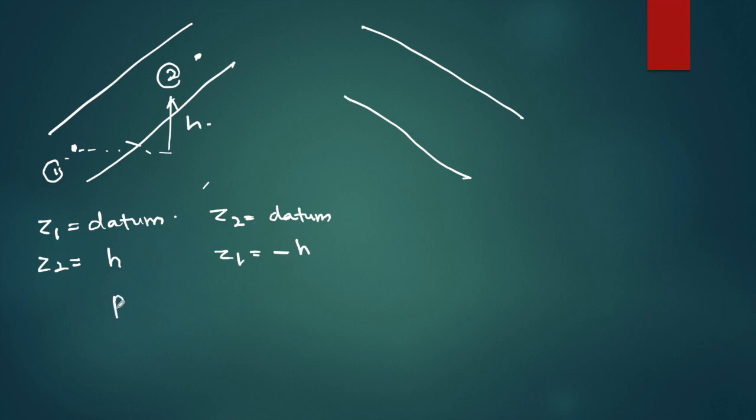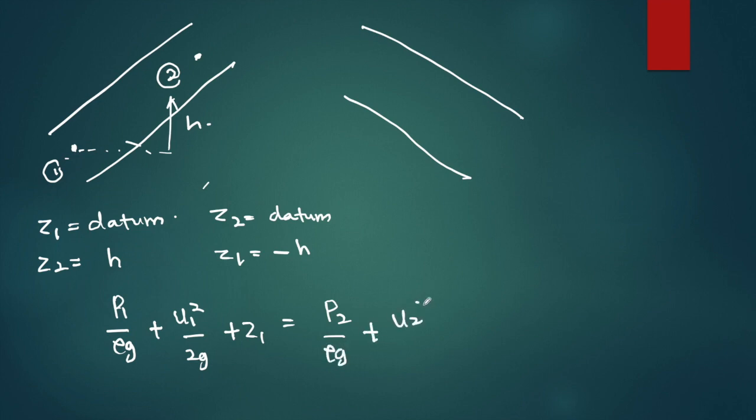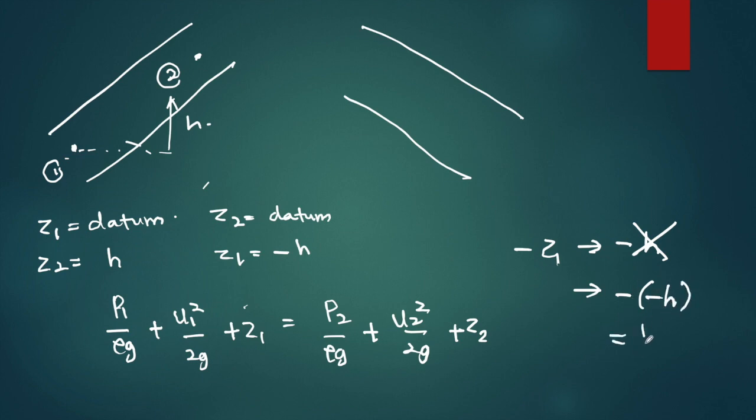So in Bernoulli's equation, it depends on you which point you want to consider as your datum. Please remember, if you choose Z1 as your datum, you substitute Z2 as h. If Z2 is your datum, then Z1 must be replaced by negative h. So if you have negative Z1, your value here is negative h. Do not substitute it like this, negative h, no, it is wrong. Z1 is negative h, therefore you substitute negative h, so this value will become h.